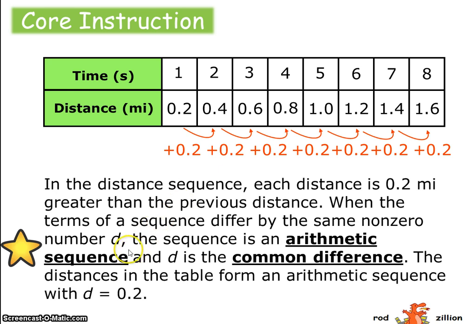So in the distance sequence, each distance is 2/10 greater than the previous distance. See how we added 2/10 to the previous term? When the terms of a sequence differ by the same non-zero number d, the sequence is an arithmetic sequence, and d is the common difference. The distances in the table form an arithmetic sequence with d equal to 2/10. So this is an example of an arithmetic sequence, and we know that because we're adding the same number to each previous term to get the next number. And that number is the common difference.